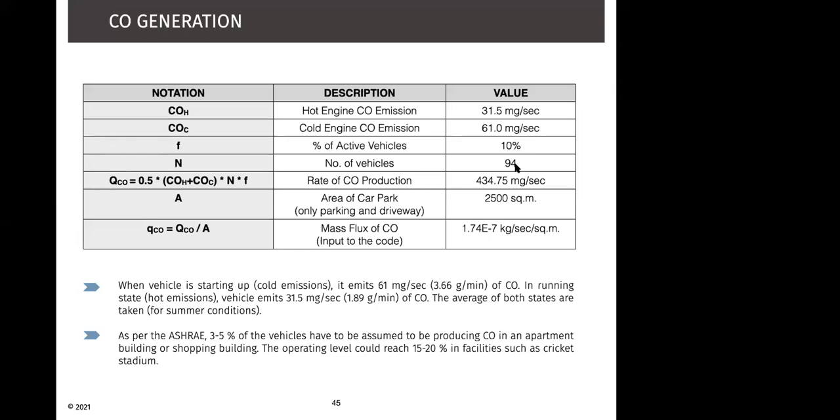And in this case, there are 94 vehicles. We can calculate the rate of CO production, which when divided by the area of car park, we can get the mass flux of CO. Now, this particular number is what we put into the system as a boundary condition. So we need to study how the system will behave for a 1 hour CO exposure.